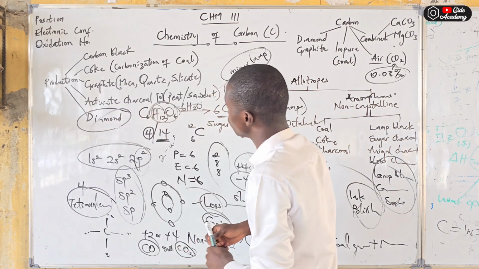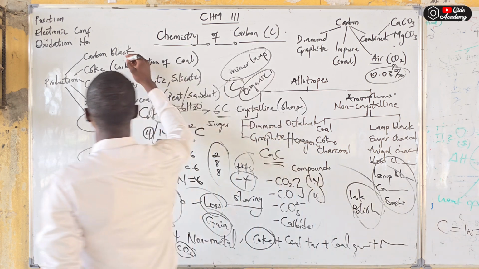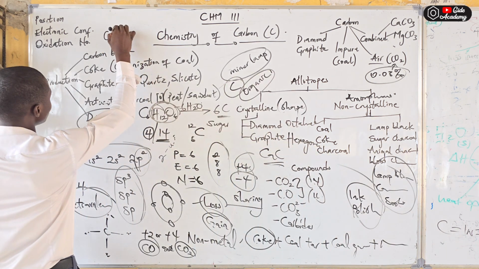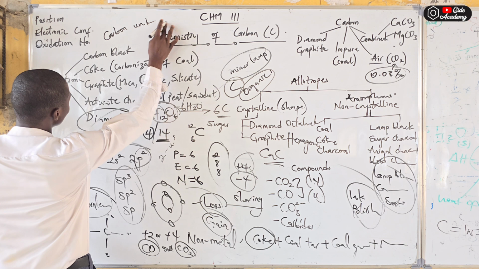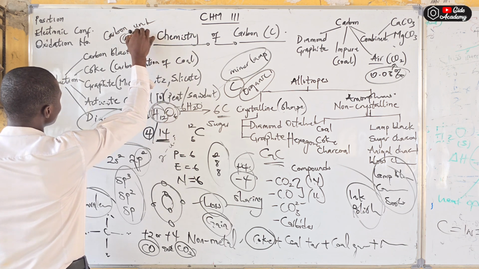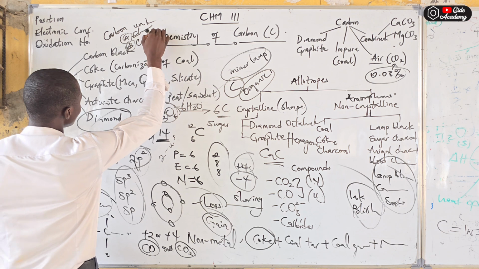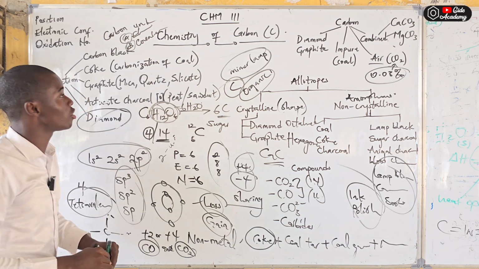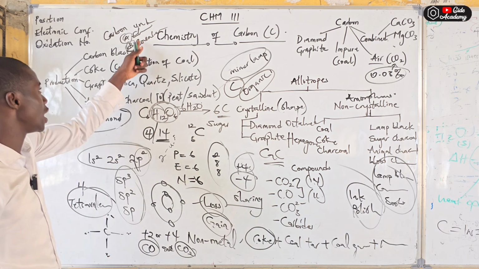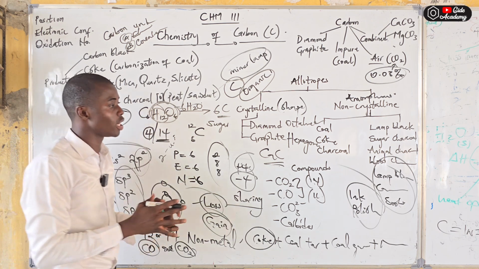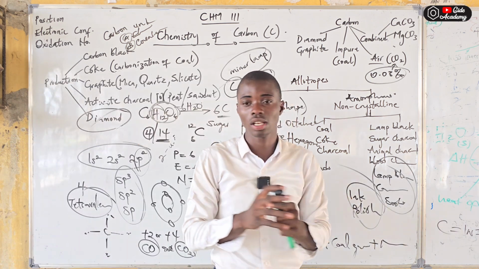I have a question for you. Carbon undergoes what kind of bonding? Option A, electrovalent. Option B, covalent. Does carbon undergo covalent bonding or electrovalent? Please take note, the other name for electrovalent bonding is ionic bond.